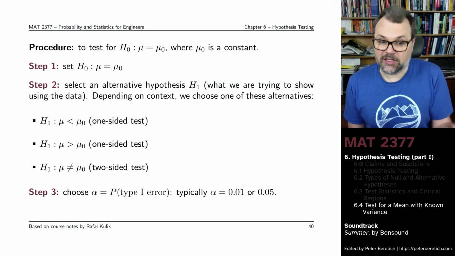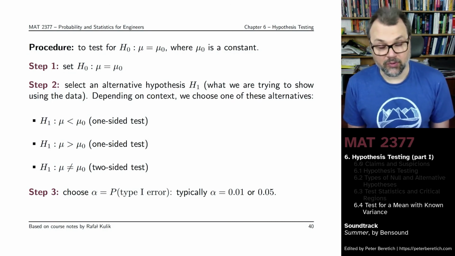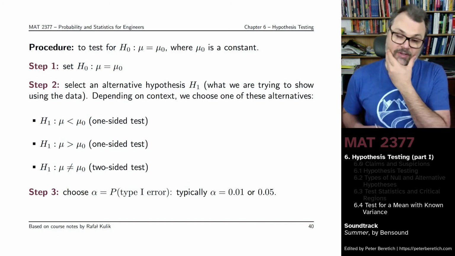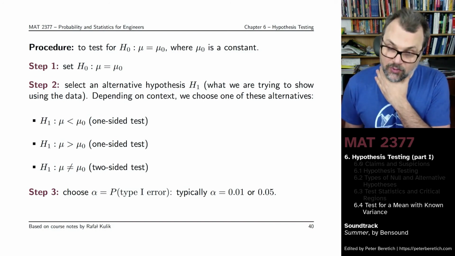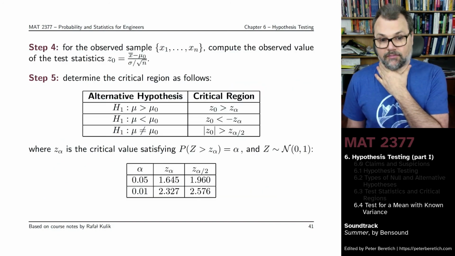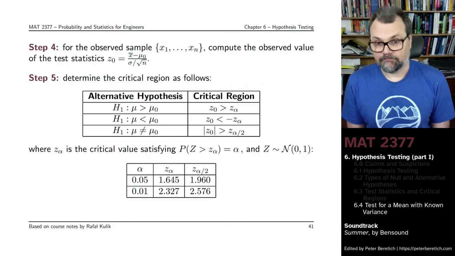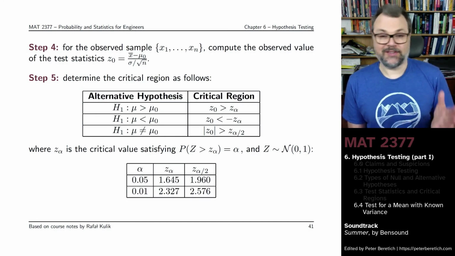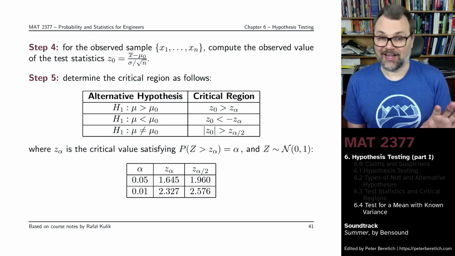Then you choose a significance level alpha, which I remind you is the probability of making a type 1 error. And typically you would pick an alpha of 0.01 or 0.05. You look at your observed sample, you compute the observed value of the Z statistic, which is obtained by doing the central limit theorem standardization.